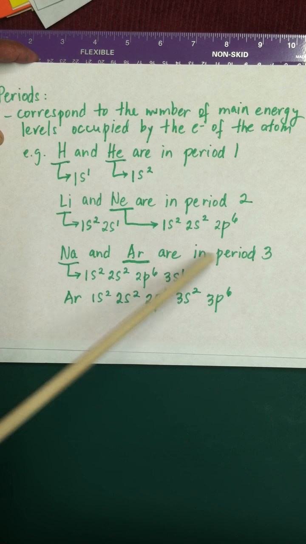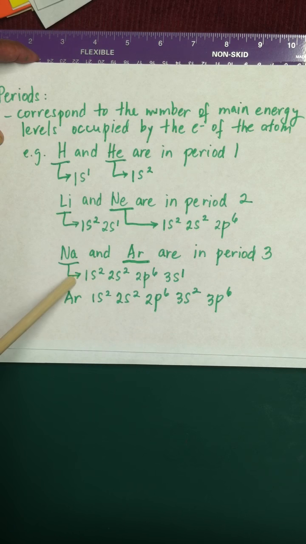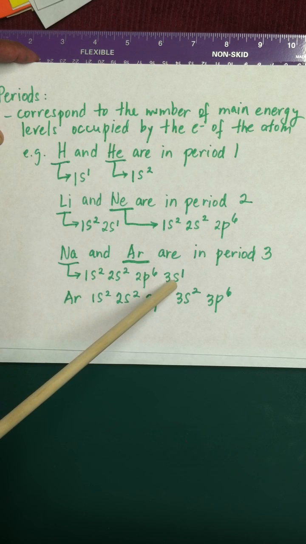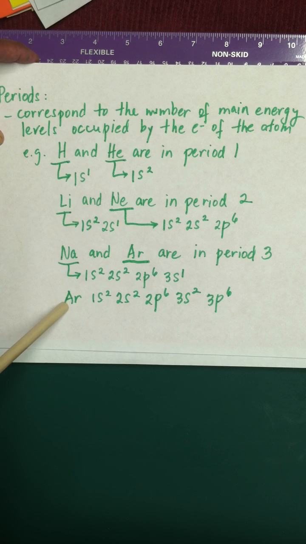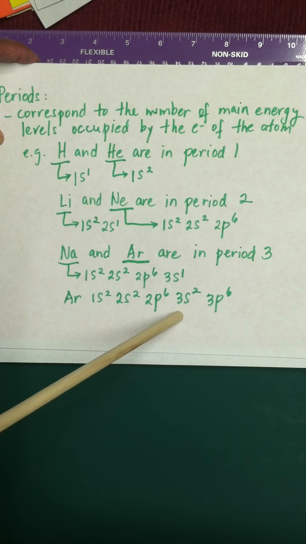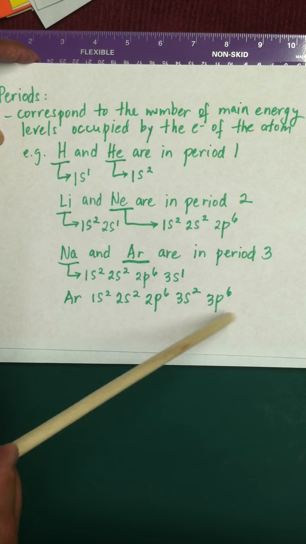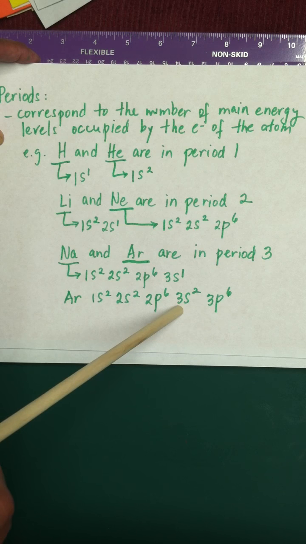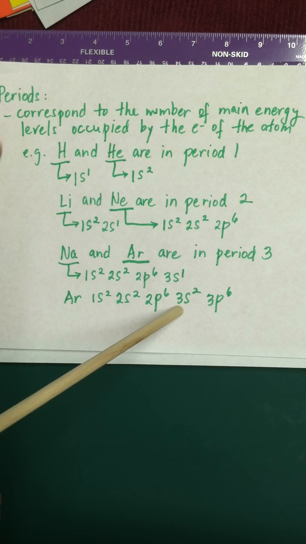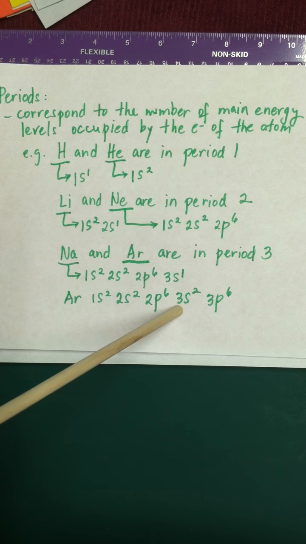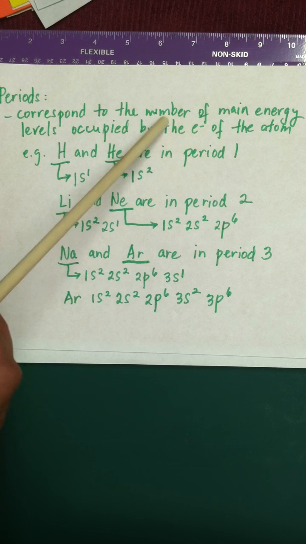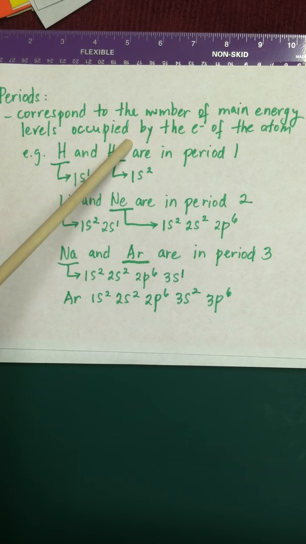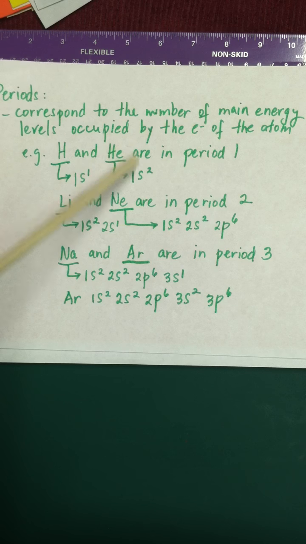Sodium and argon are in period 3. Look at sodium's electronic configuration. It ends with a 3s1, so that means it has electrons in the third main energy level. Argon's electronic configuration ends with 3s2 3p6, so that means it has electrons in the third main energy level. So again, remember that the period number is equal to the number of main energy levels occupied by the electrons of the atom.